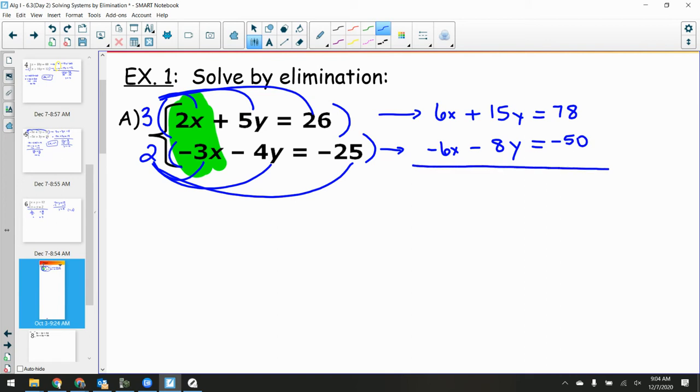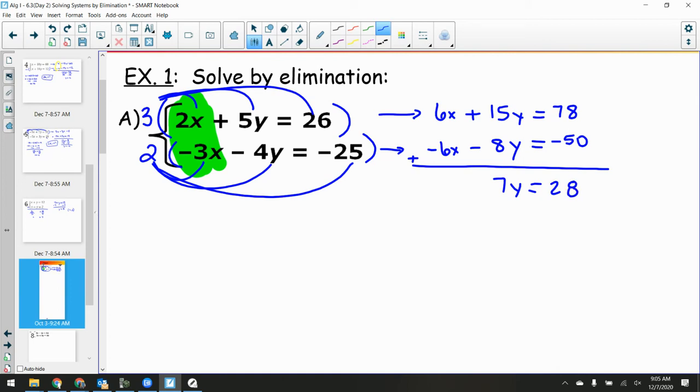Don't drop negatives. Guys, the biggest issue I always see is sign mistakes. Dropping negatives, not being careful, not being organized. Our x's now will cancel. Our y's become a positive 7y. 15 minus 8, or 15 plus negative 8, is a 7. 78 plus a negative 50, or 78 minus 50, is 28.